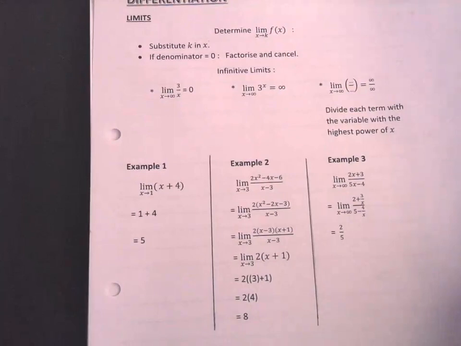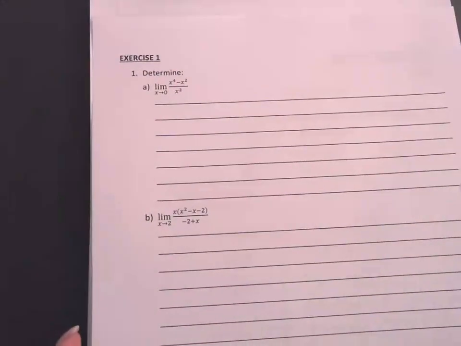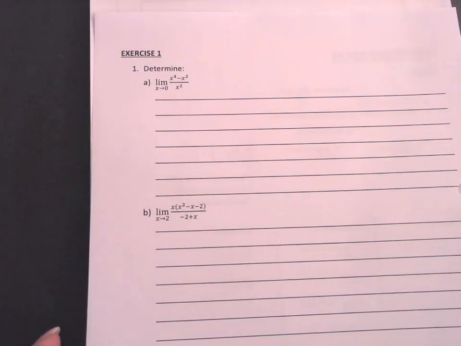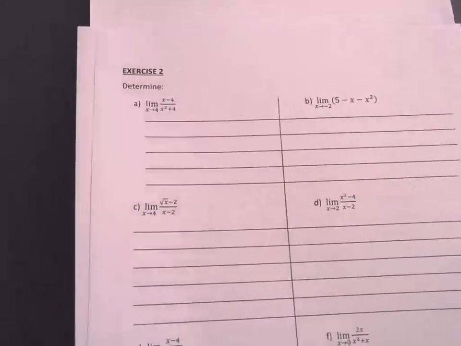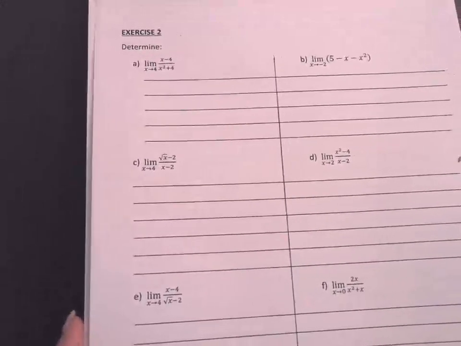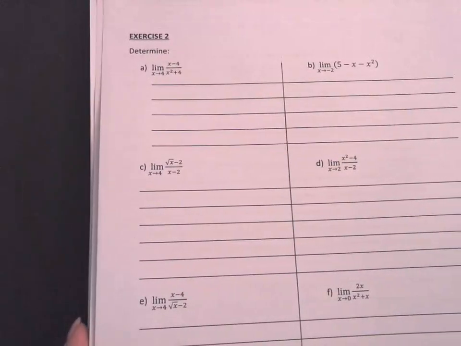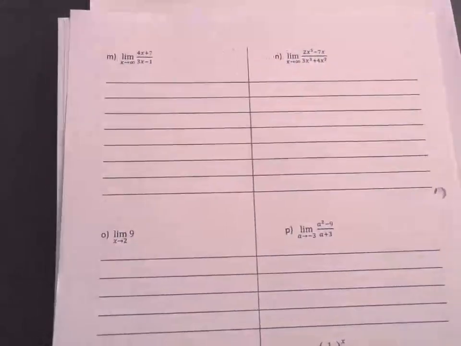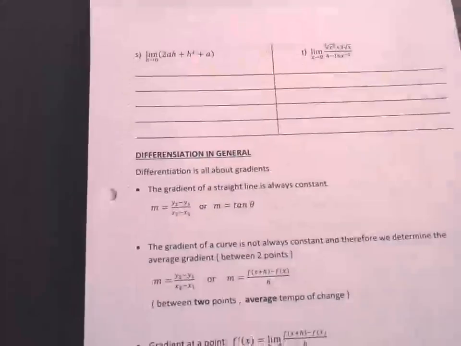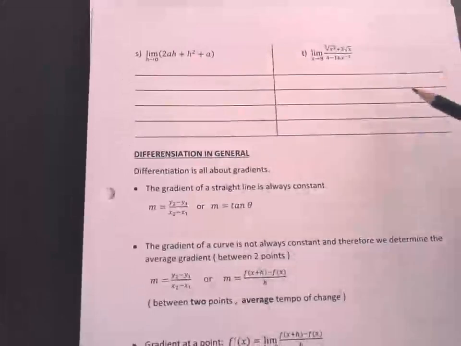The lesson of today was only page 1. So your homework will be exercise 1, starting on page 2, exercise 2, starting on page 4, up until number T on page 7.